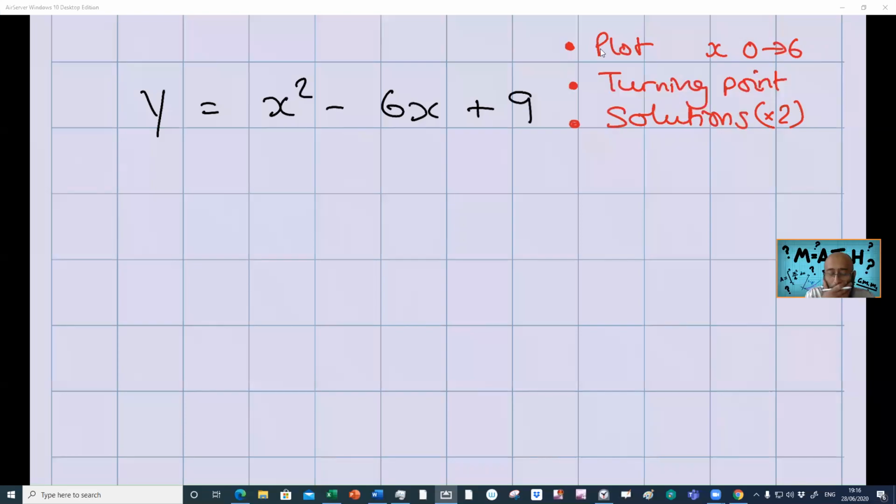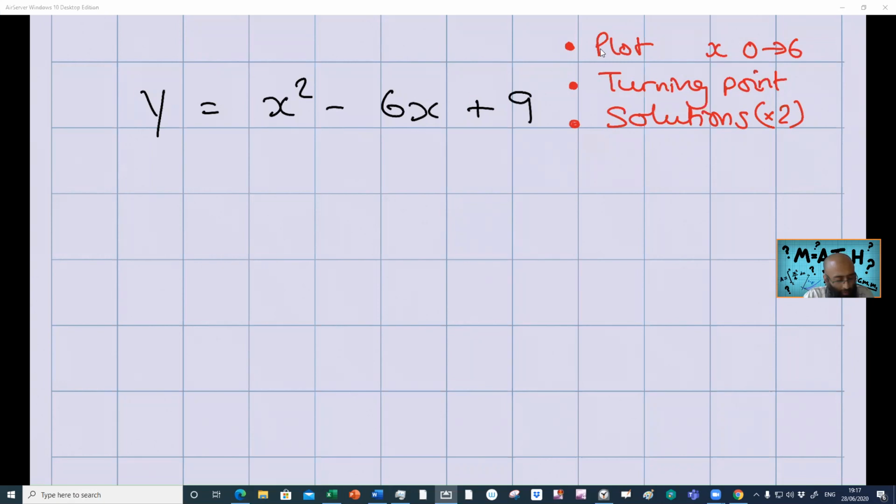Okay, Bismillah. Okay, folks, we are now looking at how to plot quadratic equations, how to find the turning point on a quadratic equation, and how to use the graph to state the solutions to the quadratic equation.